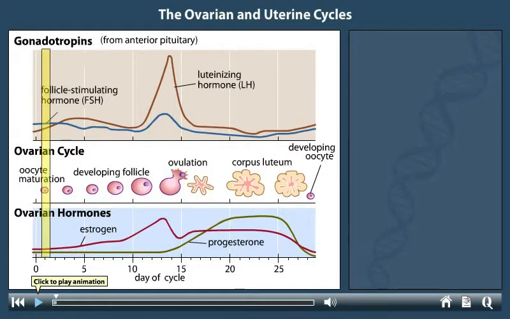The ovarian cycle is controlled by the interplay of hormones from the pituitary gland and from the ovary itself. A few days before the beginning of the cycle, the anterior pituitary begins to increase its secretion of two hormones, follicle-stimulating hormone, FSH, and luteinizing hormone, LH. FSH and LH stimulate ovarian follicles to grow.